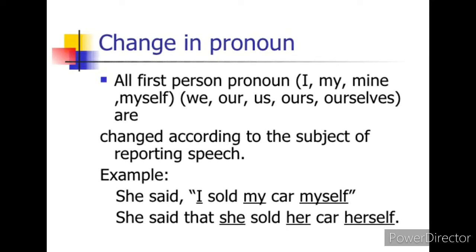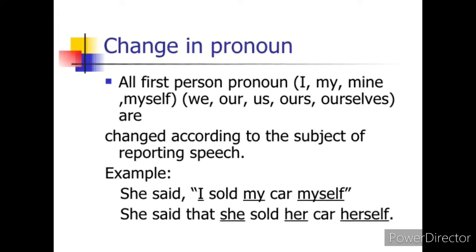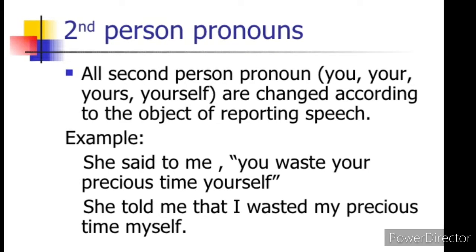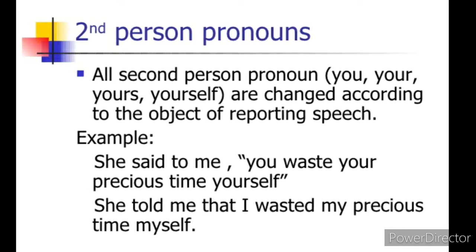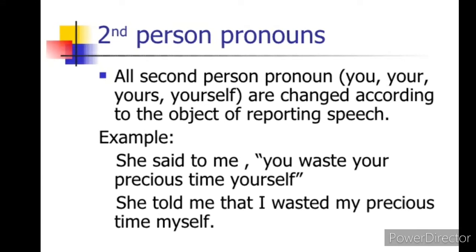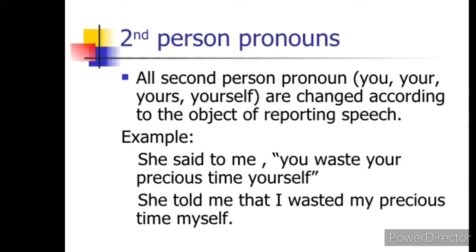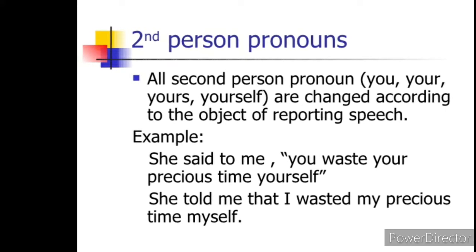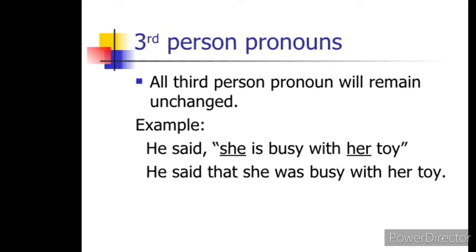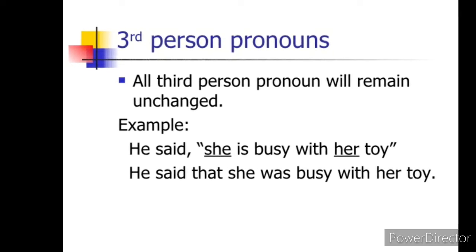For example, she said, "I sold my car myself." She said that she sold her car herself. Now we are going to talk about second person pronouns. All second person pronouns, you, your, yours, yourself, are changed according to the object of the reporting speech or reporting verb. For example, she said to me, "You wasted your precious time yourself." She told me that I wasted my precious time myself. You see here that there is the object "me," so the pronoun of the reported speech is changed according to the object of the reporting verb. So "you" will be changed into "I."